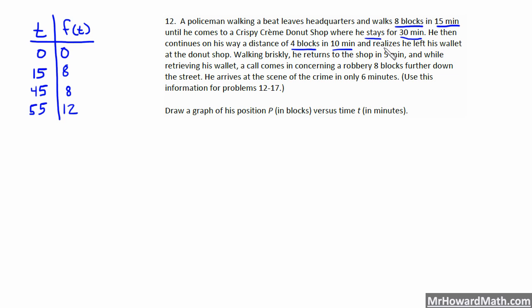It says he realizes he left his wallet at the donut shop, so walking briskly he returns to the shop in 5 minutes, so time is going up by 5 minutes, but he went back to the donut shop, so he's going to be back at 8 total blocks. So he's going back the 4 blocks away. Okay, so his y value here is actually going to decrease, but his x value did increase there. Alright, so I'm going to underline that for what we just did.